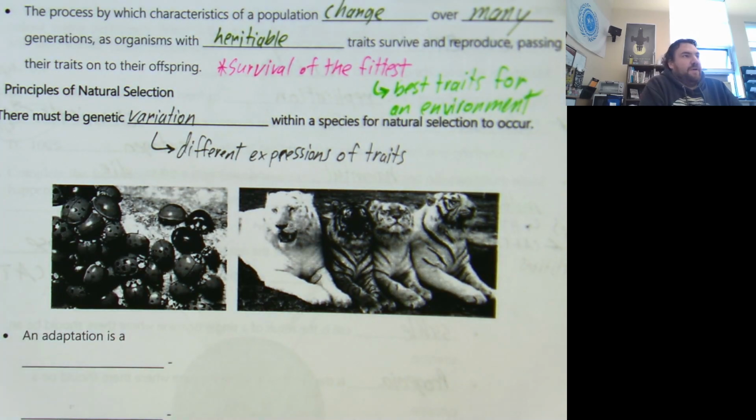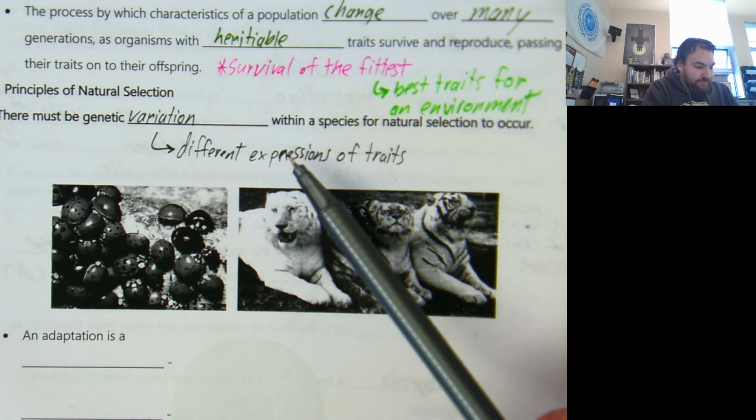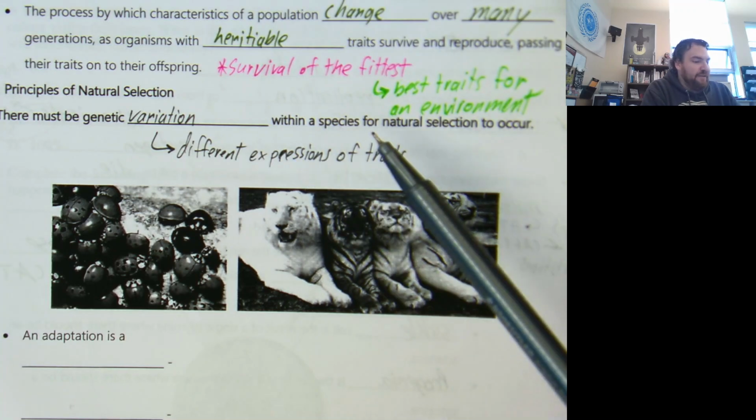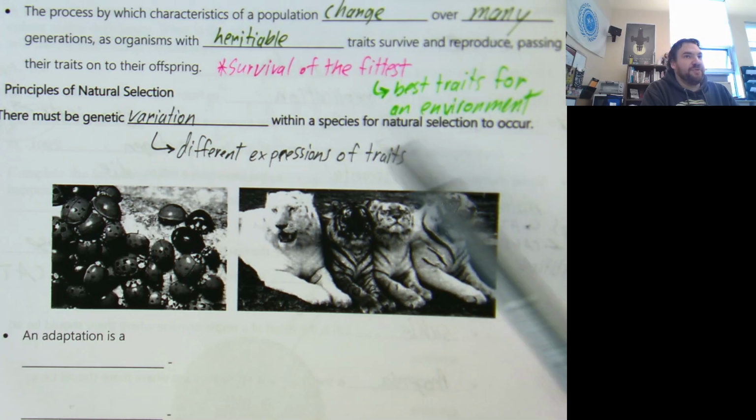You can have giraffes with different lengths of neck. You can have variations in strength in a species. You can have variations in intelligence of a species. Whatever those traits are, we need to have different expressions of them. If they don't have variation, you're not going to have natural selection. Either the population will survive or everyone's dying out.